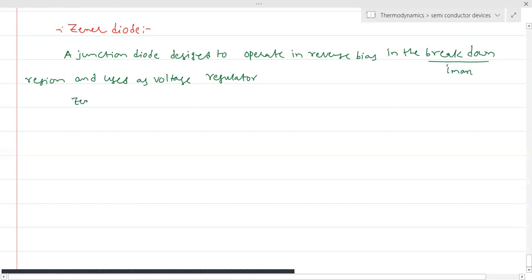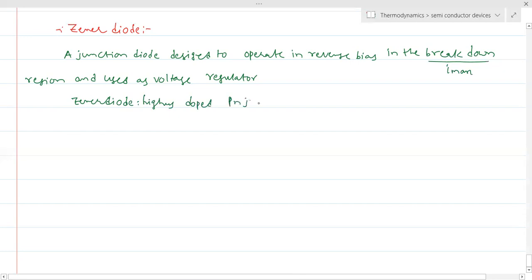Let us see another meaning of this. A Zener diode is nothing but a highly doped PN junction diode which acts in reverse bias. Now we are seeing the symbol for the Zener diode. We will draw Z like such. As usual, this will be the positive and this will be the negative. This is about the PN junction diode.